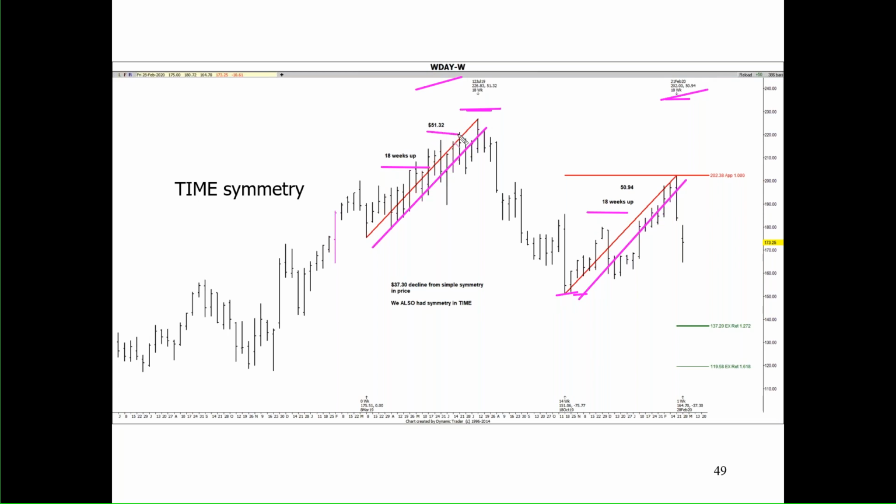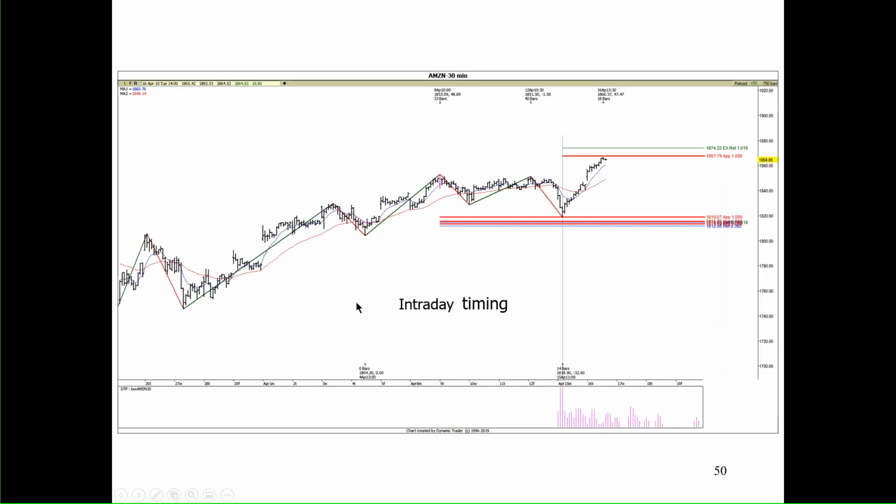So we had one rally swing which was 51.32. We had one rally swing which was just short of that at 50.94. So it was both time and price resistance. And if you looked at W day recently, it made this target to the downside. All right, let's see what else I have in here.